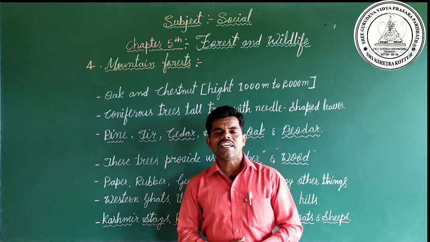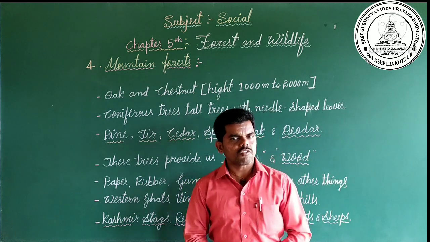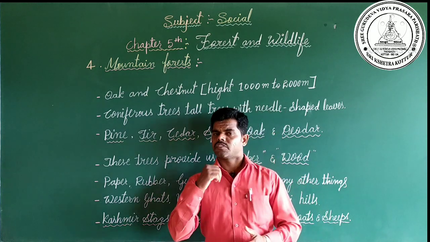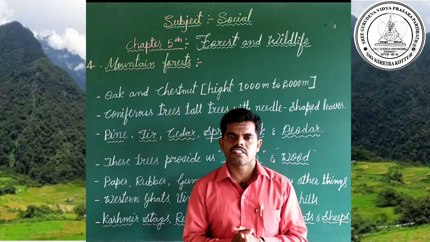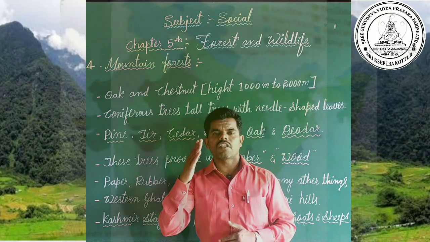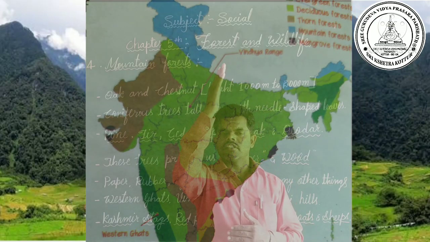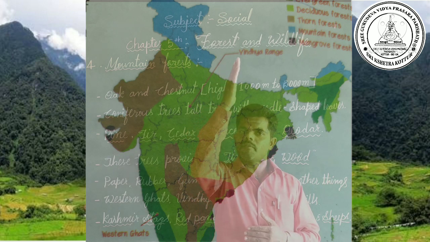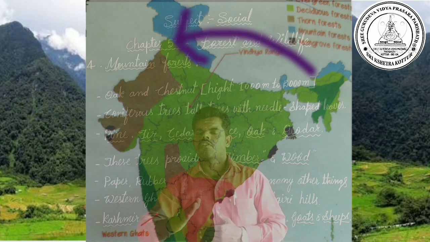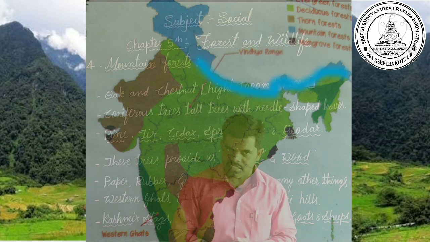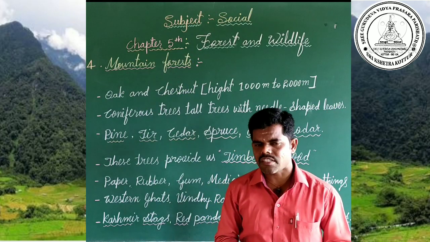Today's session, let us discuss the fourth forest, the mountain forest, or else we call it a coniferous forest. These kinds of forests we can see along the slope of the Himalaya. On the India map, in the north, the head of India, from Kashmir to the slope of the Himalaya, in this range we can see the mountain forest or coniferous forest.